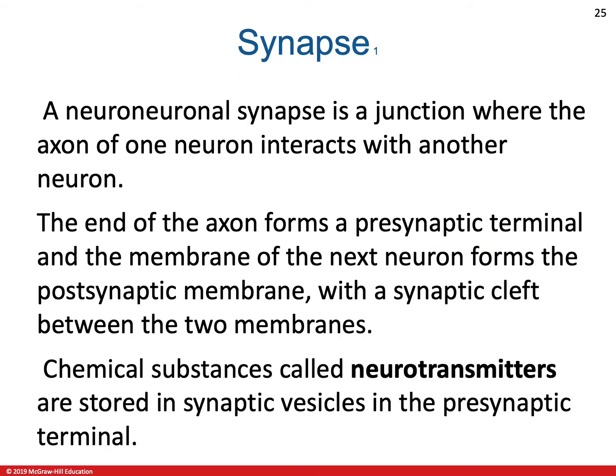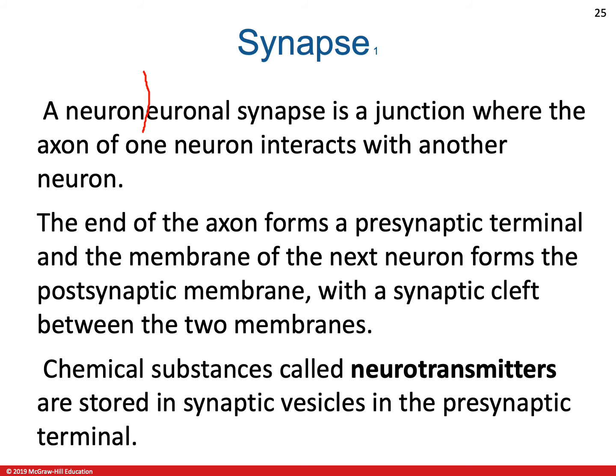Next, the synapse. Synapse is a neuroneuronal junction, which means nerve to nerve, right? Remember the myoneural junction, which means from neuron to muscle. This one, neuroneuronal synapse, is the nerve-to-nerve junction where the axon of one neuron interacts with another neuron. The end of the axon forms a presynaptic terminal, and the membrane of the next neuron forms the postsynaptic membrane, with a synaptic cleft between the two membranes. Usually the postsynaptic membrane is the dendrite part.